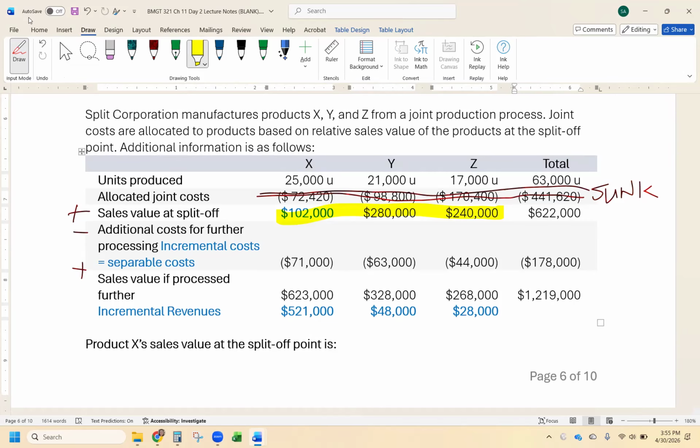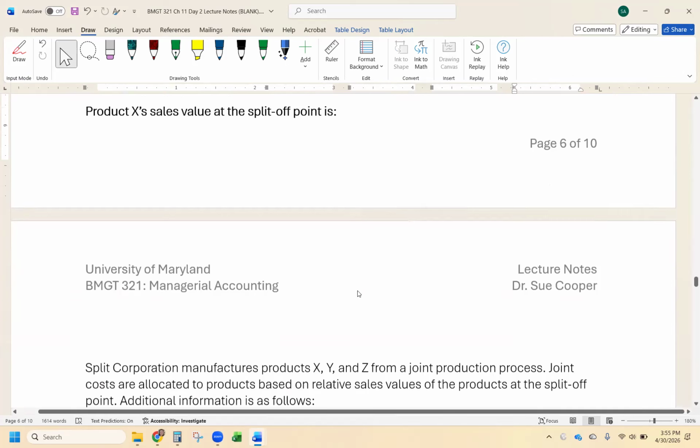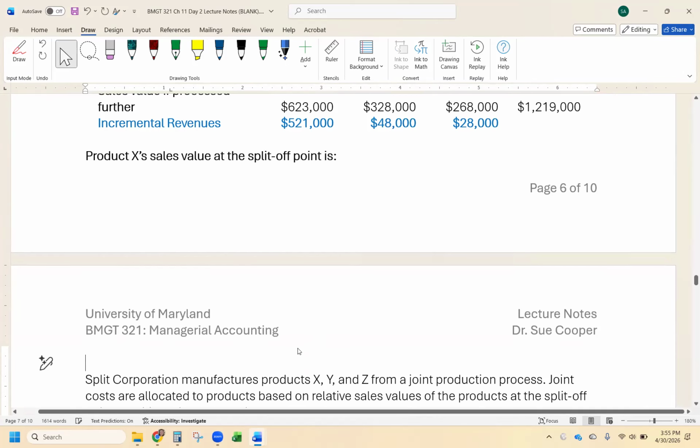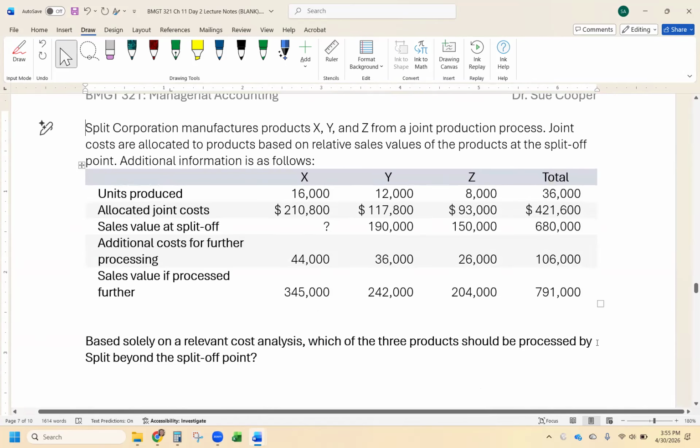So now, you guys, here's the next page, an entirely new setup. It looks exactly the same, but it has different numbers. I want you guys to go through this one and tell me which ones we should process further and which ones should be sold as is.